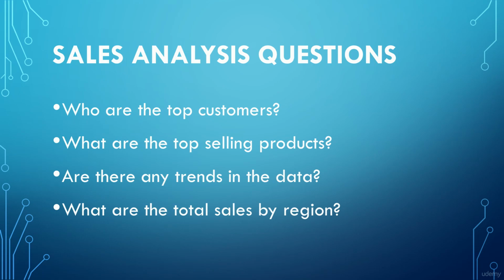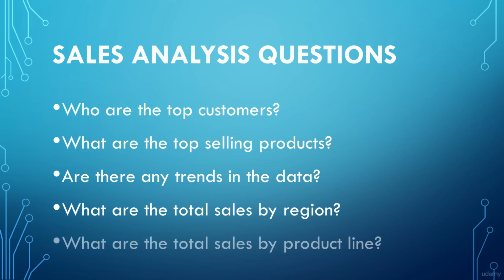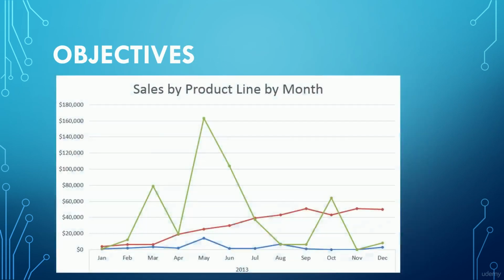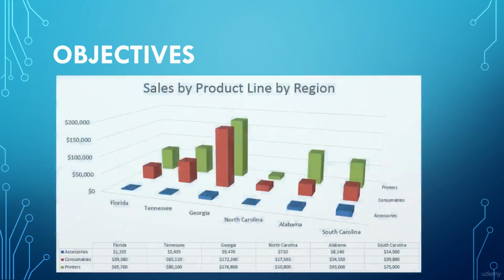In other words, they'd like to know the total sales by state, Georgia versus Alabama, for example, and they'd like to know the sales by product line. Do we sell more printers or do we sell more consumables? So the task at hand: summarize and analyze the data to find the top customers, the top selling products, and identify any trends in the data, and report the sales by product line and by region. So let's return to Excel and begin the analysis.